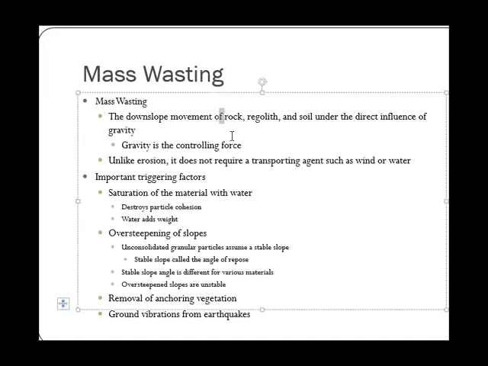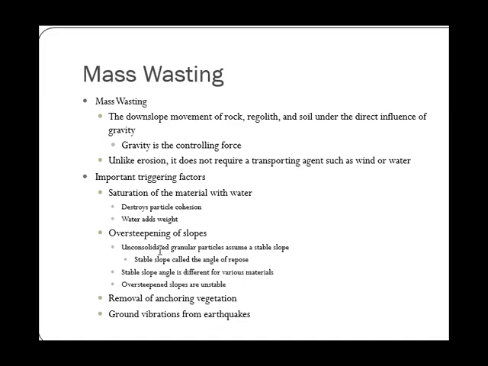The downslope of rock, regolith, again, which means the broken pieces of the rock, and soil is under the controlling force of gravity. It doesn't require any transporting agent because things roll down the hill by themselves, but it could take a long time. What does cause the soil in the top part of the hill to actually start rolling down? Well, it could be saturated with water, which adds weight and makes it more likely to start rolling down the hill. And it destroys particle cohesion. It breaks apart the particles, which makes them more susceptible to gravity.